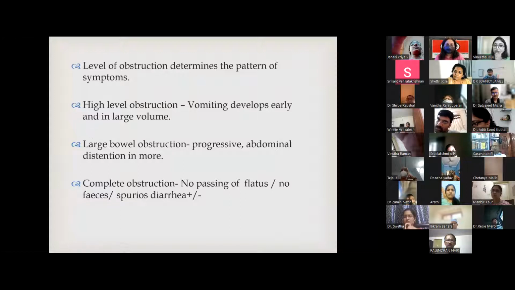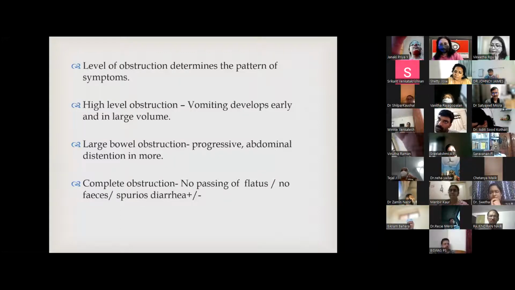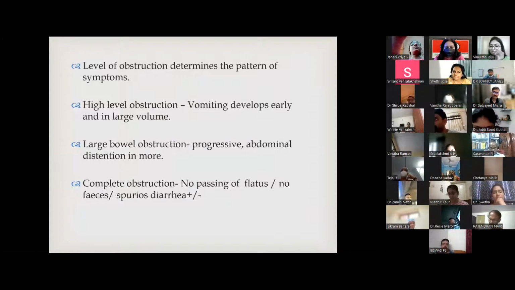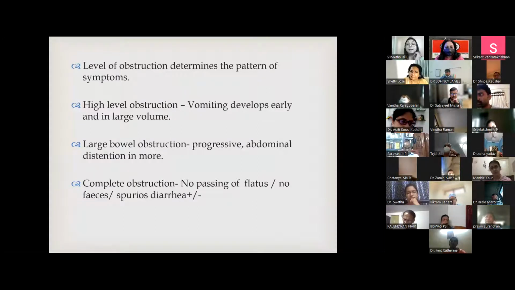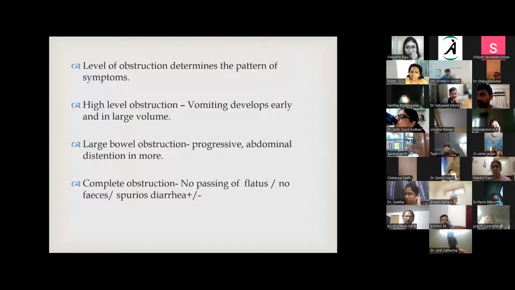The level of obstruction determines the pattern of symptoms. High level obstruction could present as vomiting, which develops early and is very large in volume. Large bowel obstruction is generally progressive, and abdominal distension is more in large bowel obstruction. So these will be your differentiating factors. And in case there is a complete obstruction, there is no flatus, no stools, and there could be spurious diarrhea.